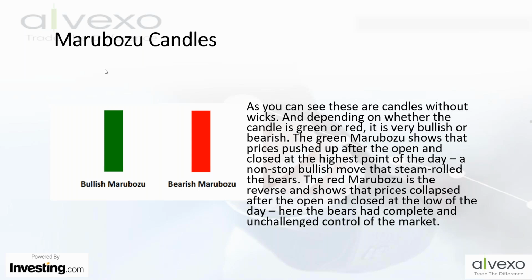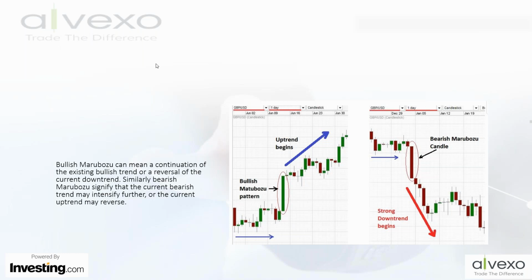Whereas the red candle, the red Marabuzu, is telling us the exact opposite scenario. It's telling us that the bears were completely in control. Now, as with all candlestick patterns, we need to see where this candlestick appears in relationship to the trend. Even though it might be a beautiful candlestick, if it doesn't appear within the proper trend in the proper direction, it's not telling you anything.